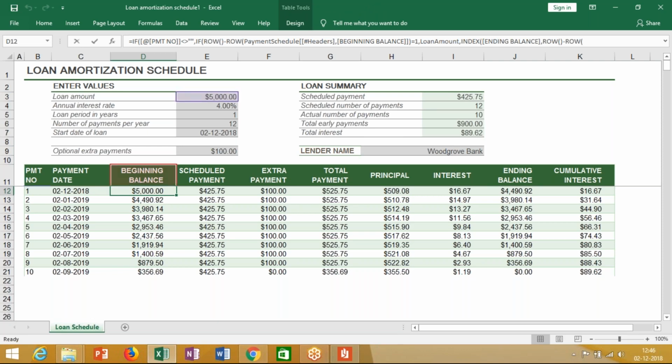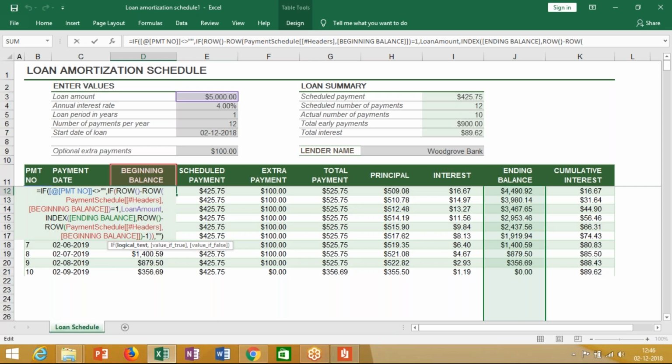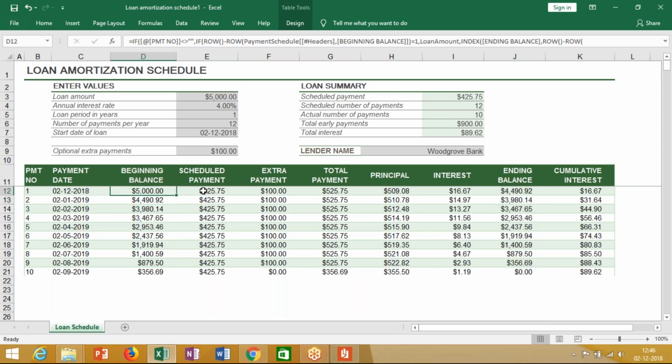This is your beginning balance. You start off with the given balance, and you compute your EMI, the amount to be paid, which is $425. This is the scheduled payment, but in the first month this person pays an extra amount of $100. So the total payment they have made is $525. Out of this 525, you will see it contains a principal of 509 and interest of $16.67.